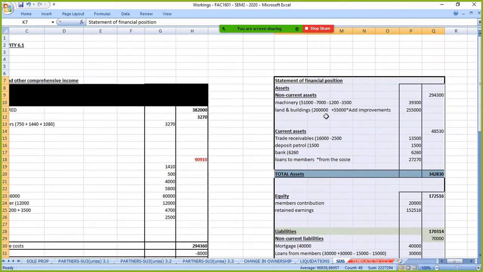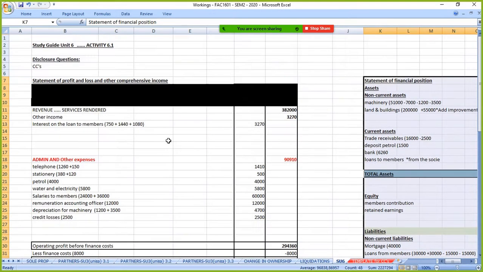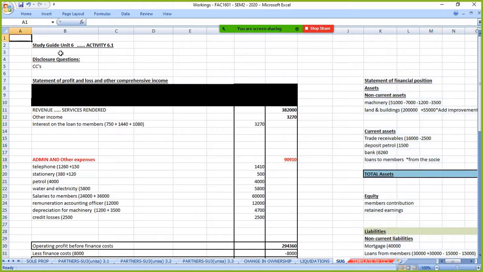But I will show you that when we actually do past papers. You'll see the exam technique. It's quite simple. But you need to get to a stage where you're ready to do exam papers. And that's why you've got all these study guide activities to practice. So I've done this one for you. I've done it with you in detail.